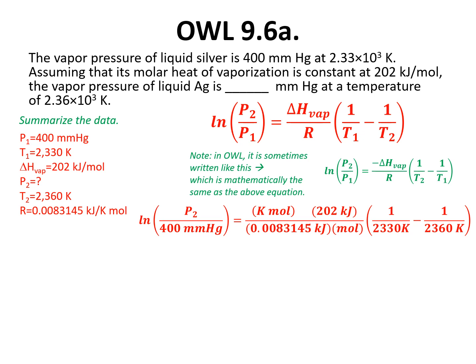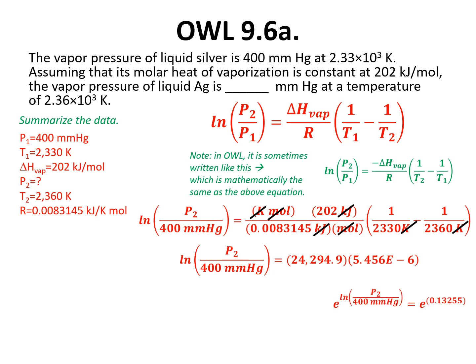So once you write out your equation, you then want to substitute the known variables and leave your unknown variable, P2, and you'll solve for P2. Also we want to make sure that our units are canceling out as they should, and all of the units on the right cancel out, which means our pressure will be in millimeters of mercury. So on the right, we'll take 202 divided by 0.0083145, and that ratio will get multiplied by 1 over 2330 minus 1 over 2360.